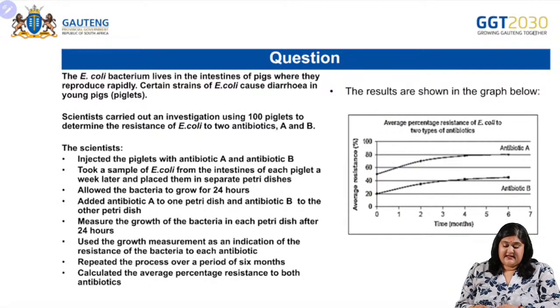The E. coli bacterium lives in the intestines of pigs where they reproduce rapidly. Certain strains of E. coli cause diarrhea in young pigs.